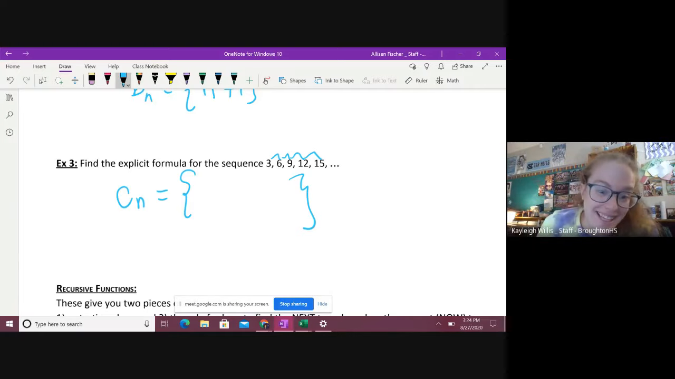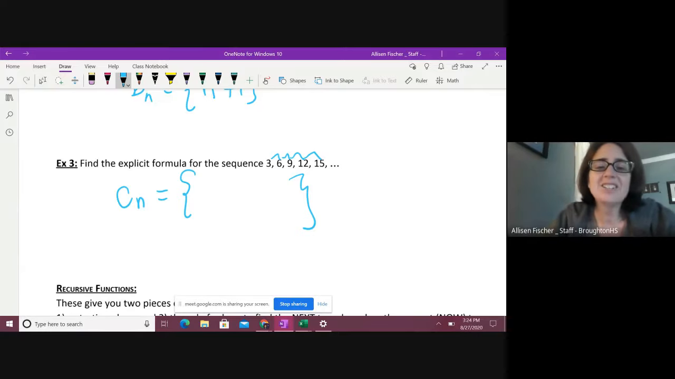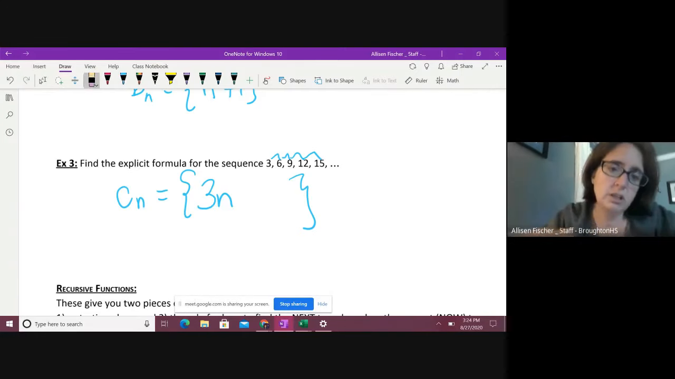So I'm adding 3. Oh, you're adding 3 every time. So again, this one is increasing by 3 each time. So if we're adding 3 each time, then this is like a linear pattern. So our slope is 3. And then we have to think about when n equals 1.